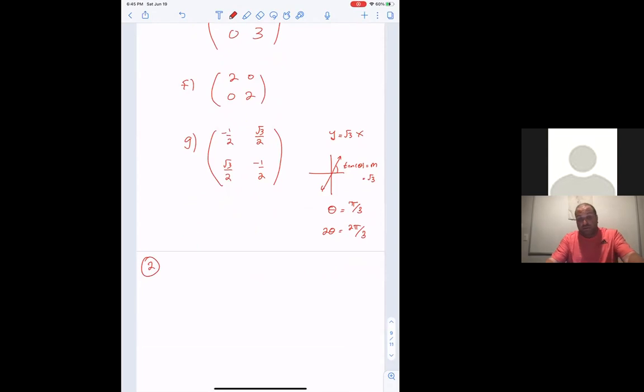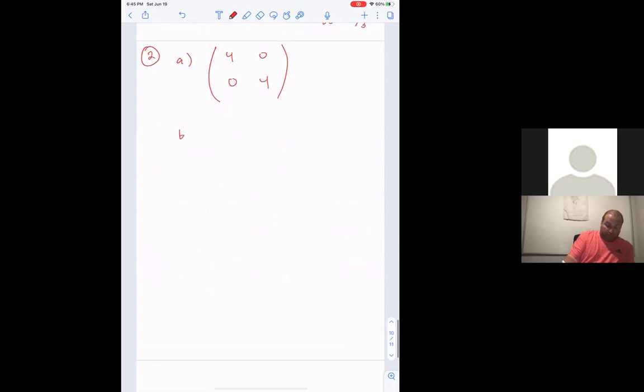Moving on to question number 2. Part A: write down the transformation matrix for an enlargement scale factor 4, center 0, 0. No problem. Done.